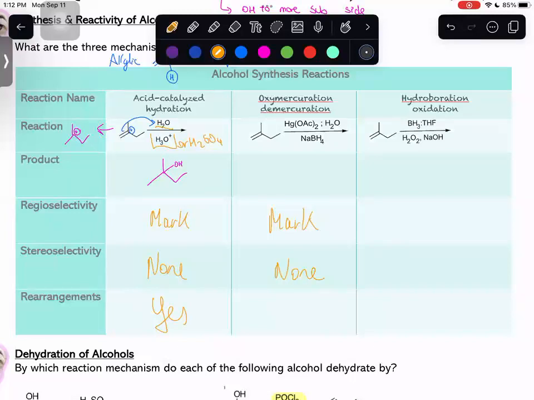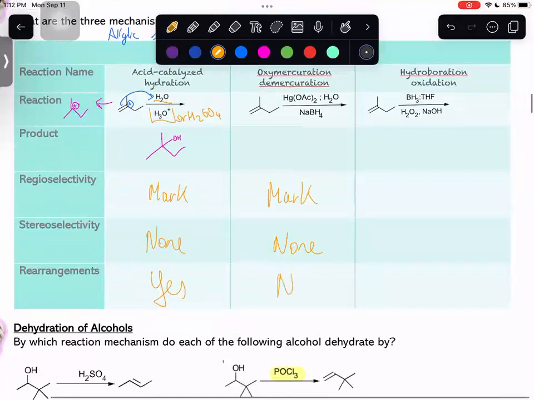Nope. No, because we don't have any carbocation intermediates. We have that mercurinium ion intermediate. In this case, let's just say no. Remember, from now on until the very end, whenever you see a carbocation, if you can make it more stable, you're going to do that.